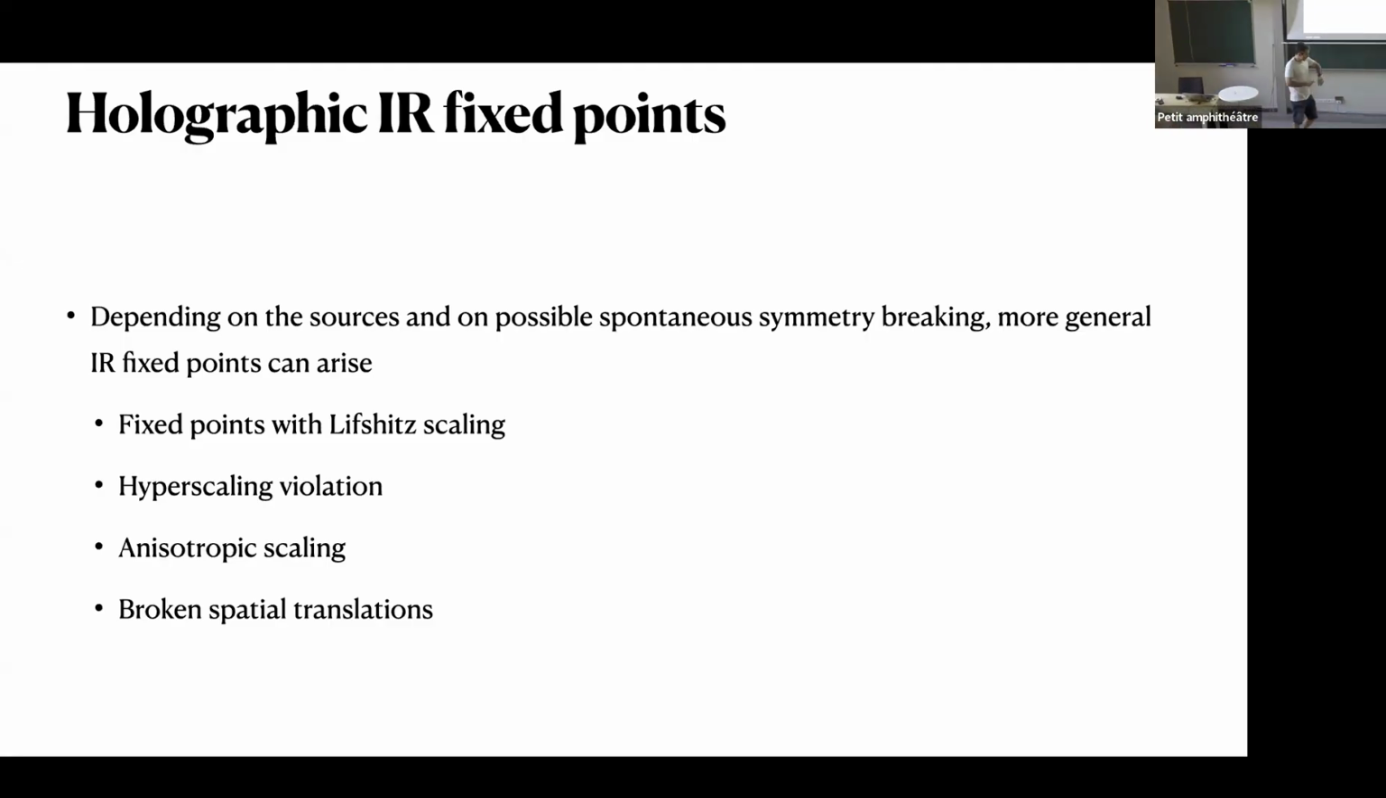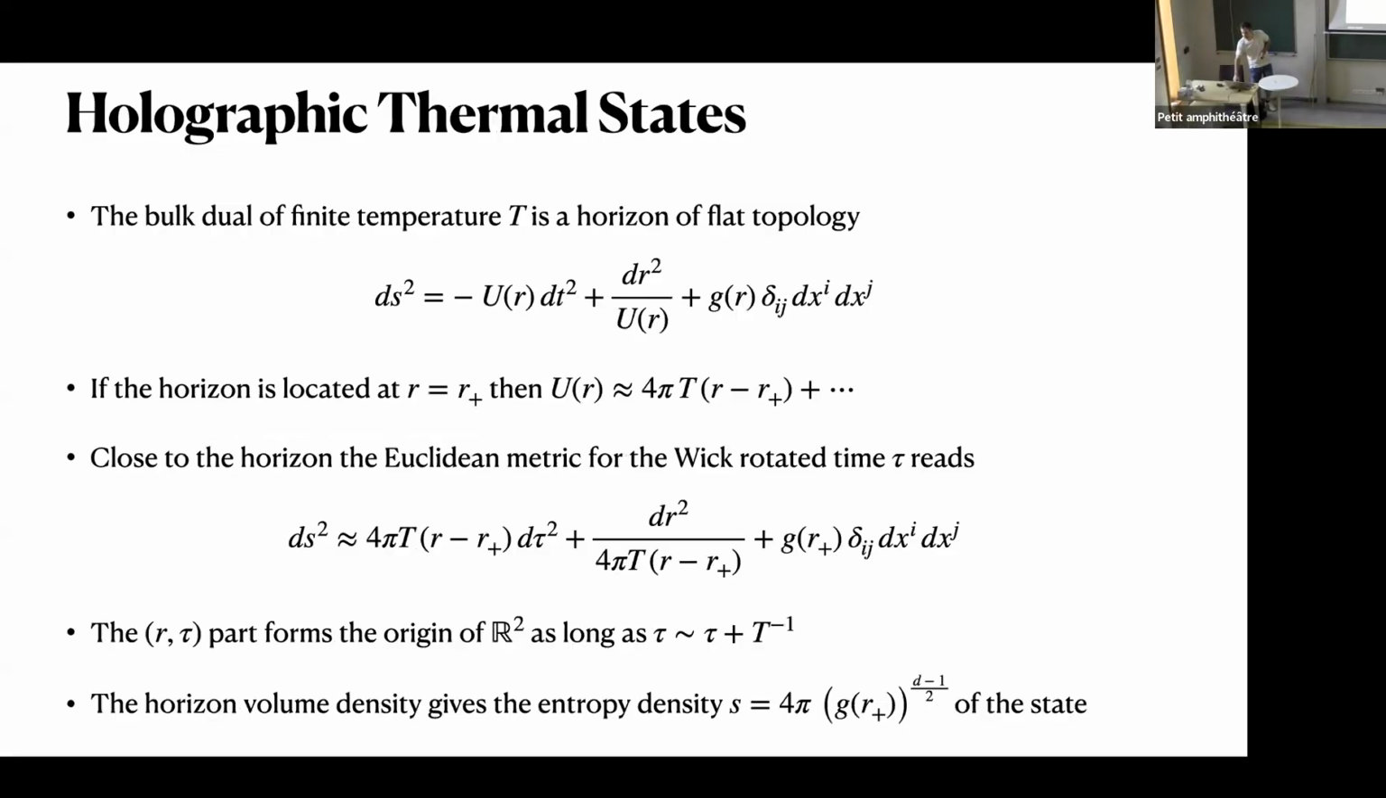Now, the RG flow that I wrote here is super simple. It doesn't break any of the Lorentz symmetries. I assumed there is no spontaneous symmetry breaking. But holographically, we have realized more general IR fixed points. I don't want to talk too much about this, but you can also realize Lifshitz scaling, hyperscaling violation, anisotropic scaling, or you can even find ground states which have broken translations.